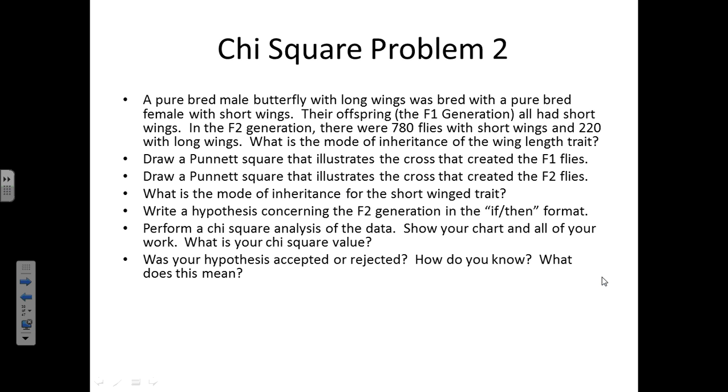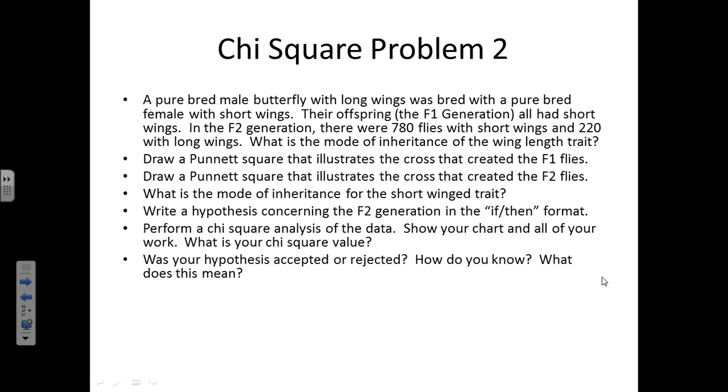Autosomal, because sex doesn't matter here, right? So the answer to the first question is autosomal dominant. Short wings are autosomal dominant. Sex doesn't matter. If you have a gene of each, you're short. So short is dominant. Draw a Punnett square that illustrates the cross that produced the F1 flies.